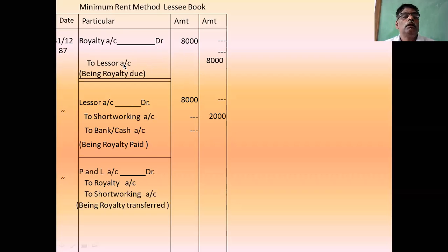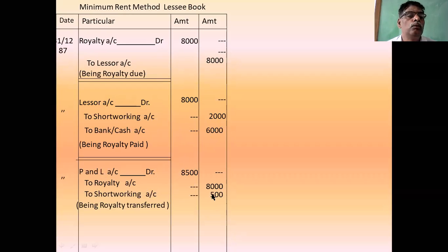8,000 is royalty and goes to lesser account, 8,000 is lesser. Short working recovered is 2,000. Bank payment is 6,000. Okay. And paid account debited 8,500 total, which is related with royalty 8,000. Short working recovery 500.